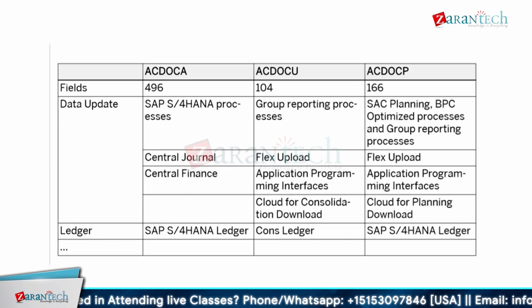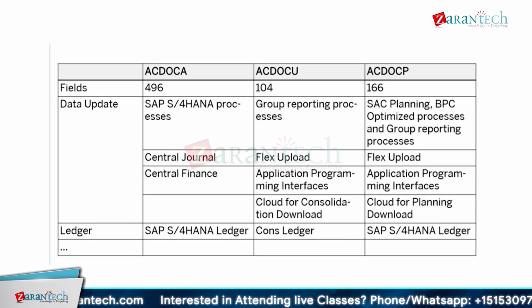If it is a CFIN or you upload through some APIs, whatever it is, the data will come to ACDOCA. From ACDOCA to ACDOCC, it will, as I said, be through a data monitor. Once the data flows into ACDOCC, you can do a flex upload, or you can use APIs, or you can use a GRDC tool. And ACDOCP, again, you can do it through planning, you can do it through BPC, or you can upload through a flexible upload, and you can use API. That is the ACDOCP part. That is how data comes to ACDOCA or ACDOCC or ACDOCP.